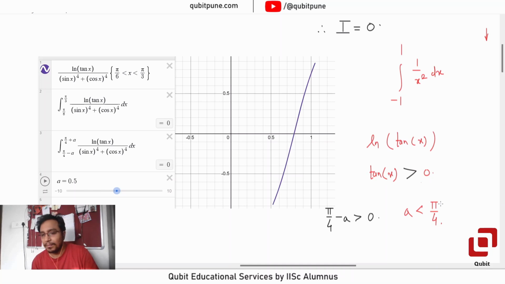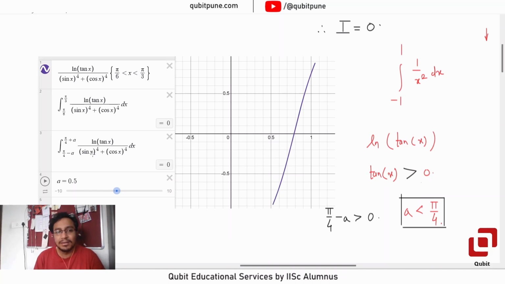But what about the upper limit? Sorry? Upper limit is still okay. Pi by 4 plus pi by 4 is pi by 2. That's still fine. Beyond that, we can't go. That's what I'm saying, a less than pi by 4. The moment a becomes greater than pi by 4, the lower limit becomes negative and you can't really substitute it as x, because tan of negative theta is negative tan theta.